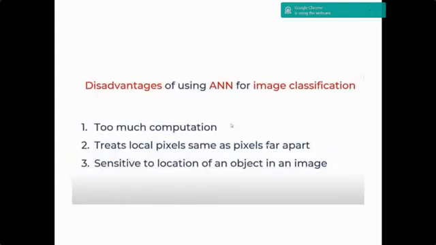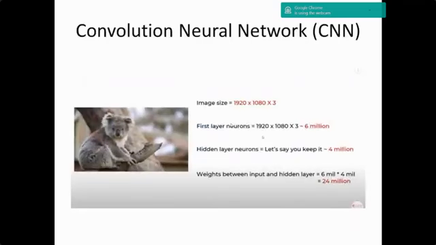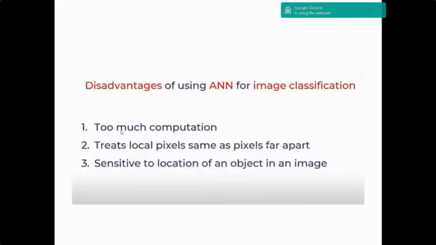So the disadvantages of using ANN for image classification are, one, too much computation, and second, it treats local pixels the same as pixels far apart. Suppose you look at the face of this particular animal, the koala. Even if the face tilts to one side or the other, the face is still a face. But with the ANN, it is difficult to identify this if there is a change in location. It is not able to recognize it properly, and it is sensitive to the location of an object in the image.